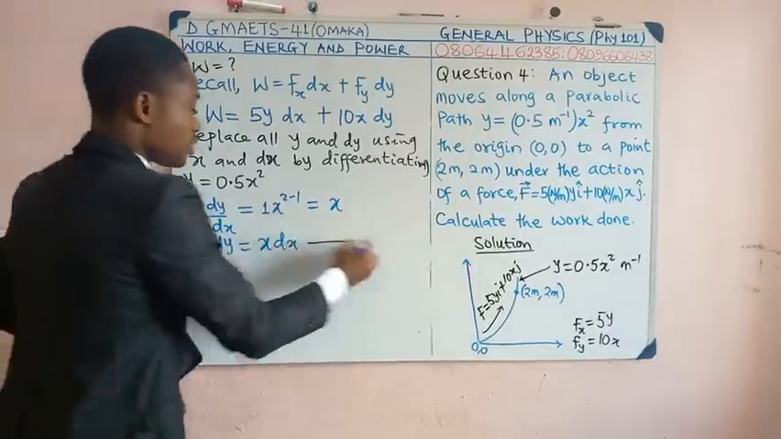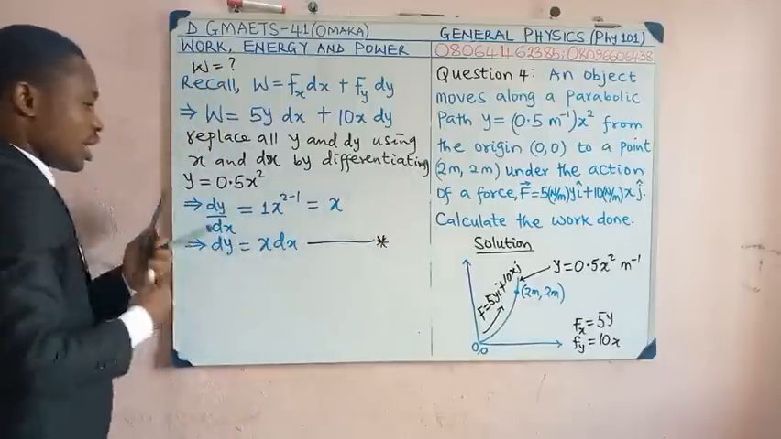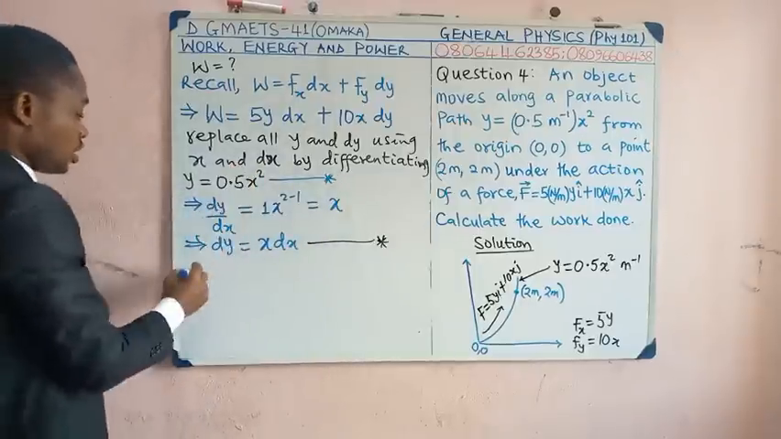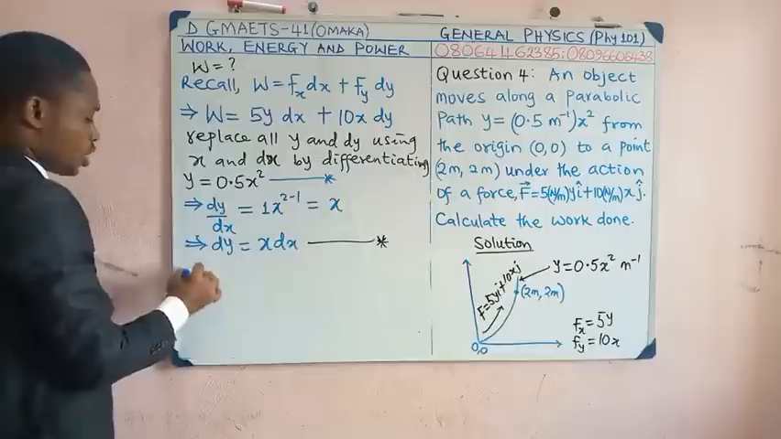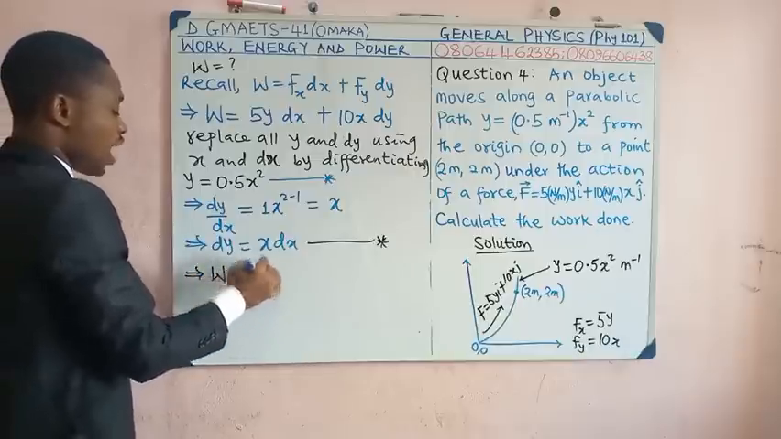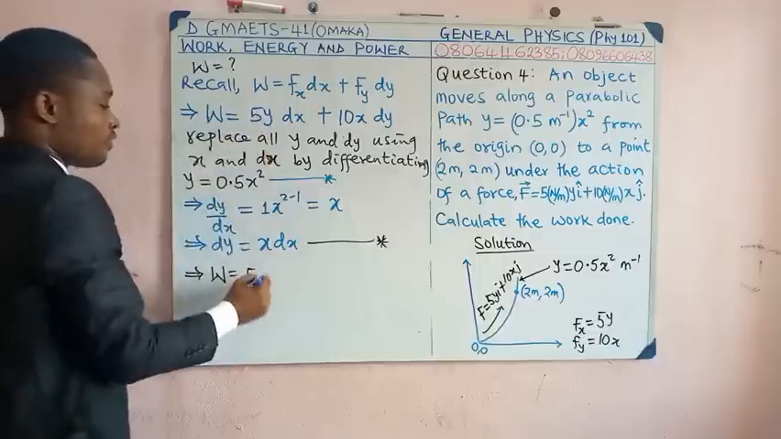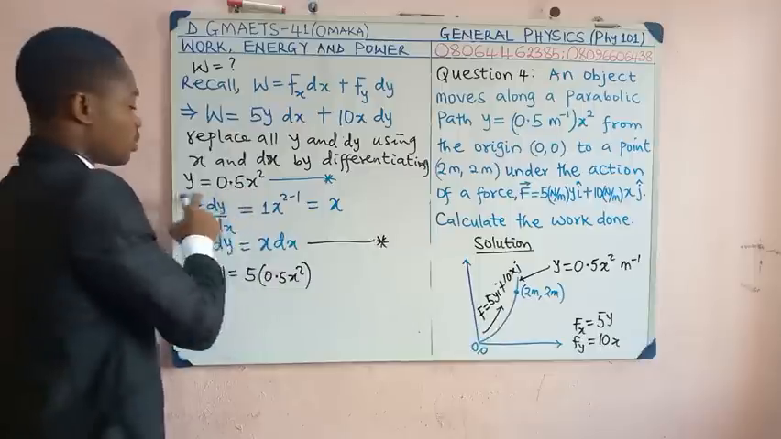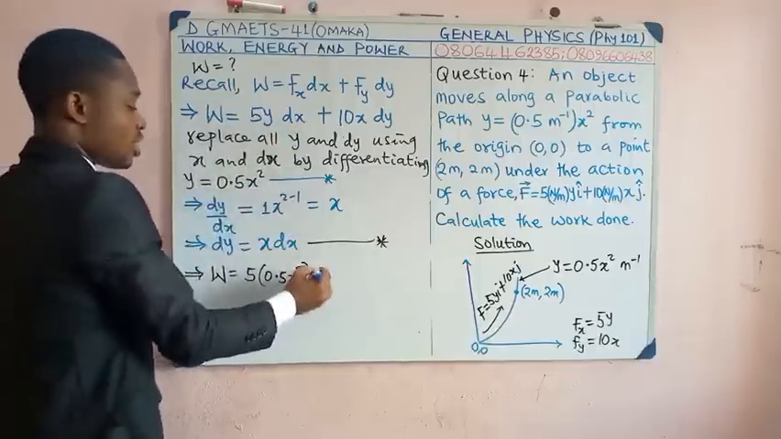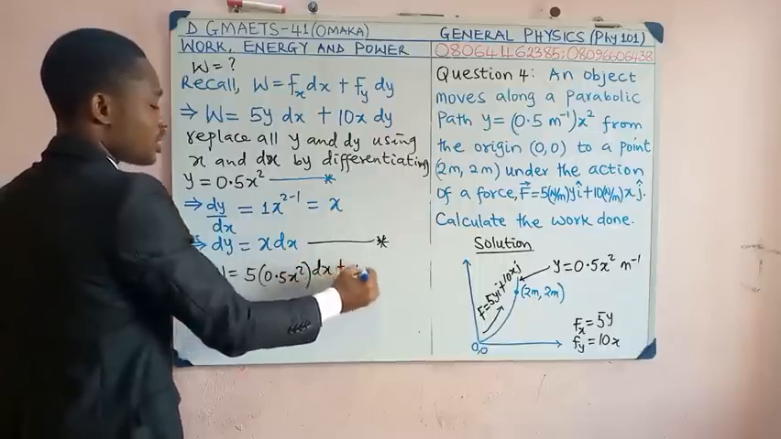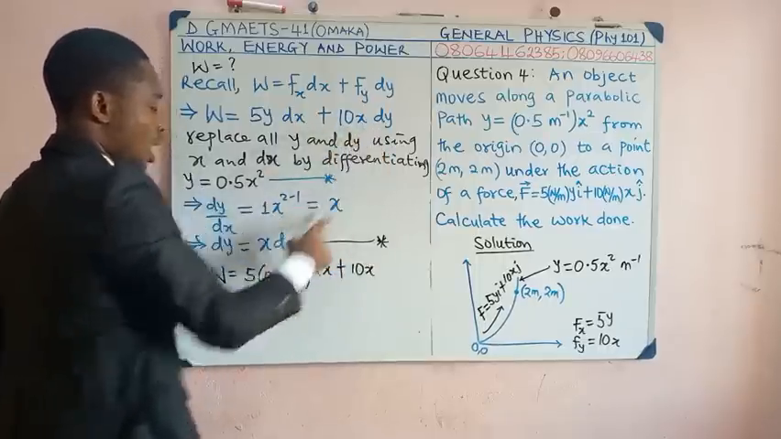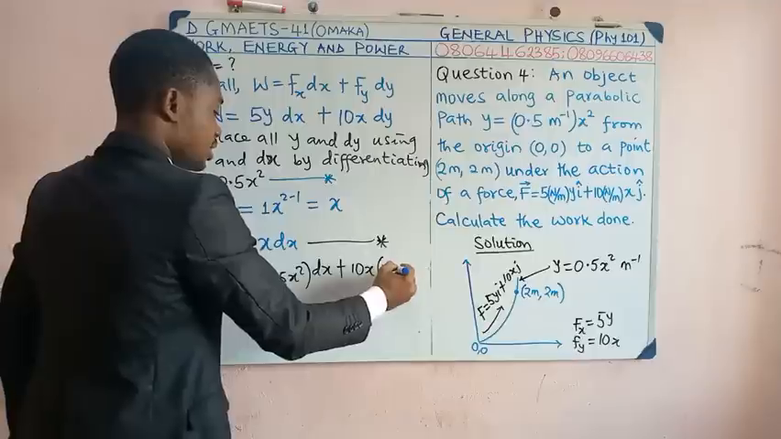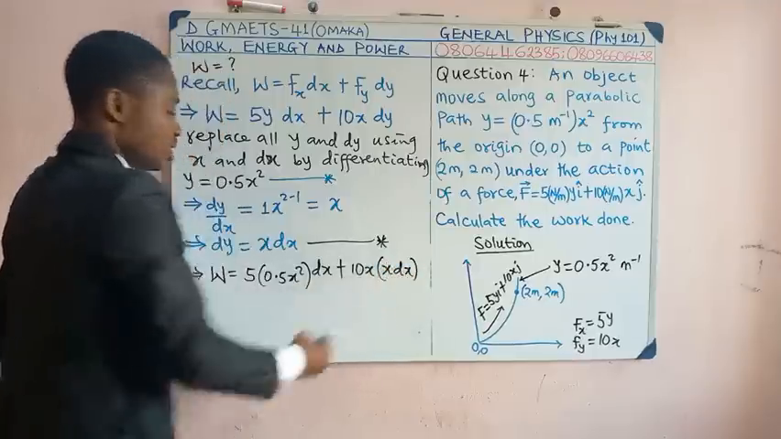So take note of this. Take note of this. And take note of this. These are the two things we are going to use in substituting. So substituting now, we're going to get our work is equal to 5. In place of y, I will fix 0.5x squared. You can say that right, in place of y. That is bearing dx there. Then plus 10x, in place of dy, I'll fix x dx. So we're going to have x dx.